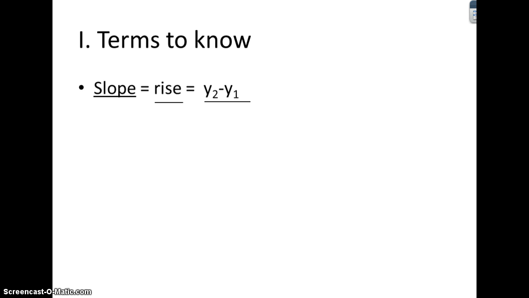The first one is slope, and slope equals rise over run, which would be the same thing as y2 minus y1 over x2 minus x1. You might have learned another equation for slope in your math class, and as of right now in science you don't need to worry about that one, you just need to worry about the rise over run.